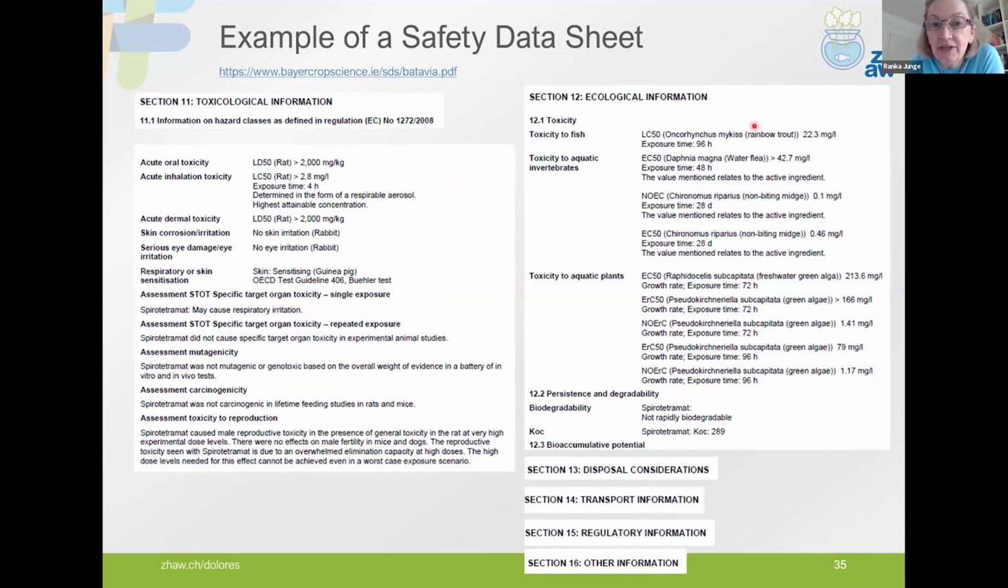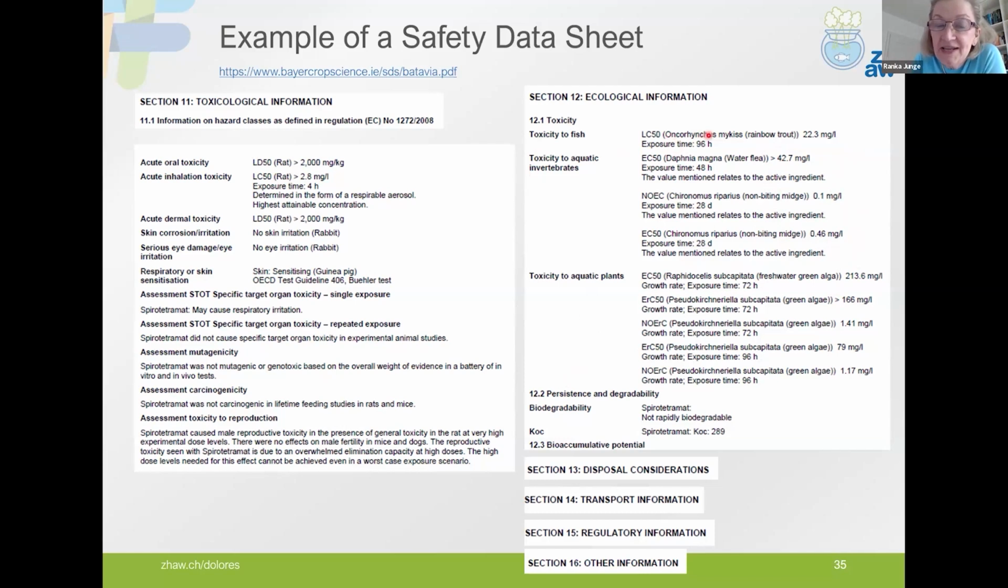And then ecological information. So the ecological information contains information on toxicity to fish and toxicity to aquatic invertebrates. And the tests that were performed will be listed here, and the threshold measures will be listed also here. Then toxicity to aquatic plants. For instance, this Batavia has really a lot of information in the safety data sheet. There are other safety data sheets where it's written for this, no data available. I will show you an example later.